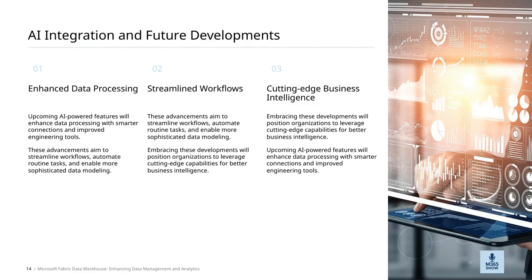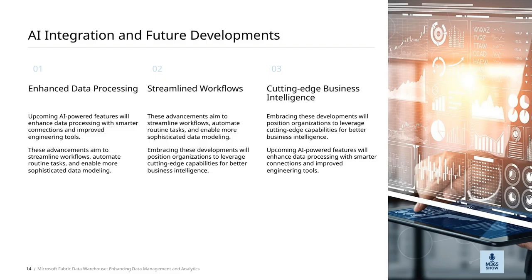Now, let's look at how embracing these developments can really position organizations to take advantage of the latest capabilities for smarter business intelligence. As we move forward, upcoming AI-powered features are set to significantly enhance data processing. These improvements include smarter connections, which mean more seamless integration across systems, and better engineering tools that help us manage data more effectively. The goal here is to streamline workflows, making processes more efficient, and to automate routine tasks that usually take up a lot of time.